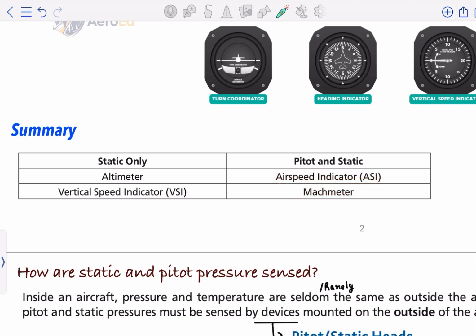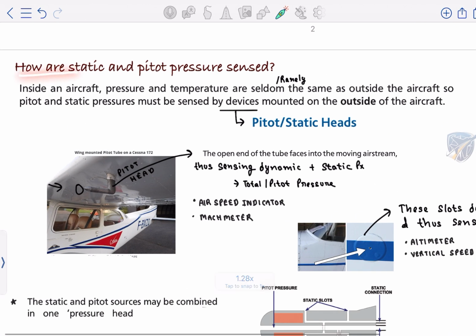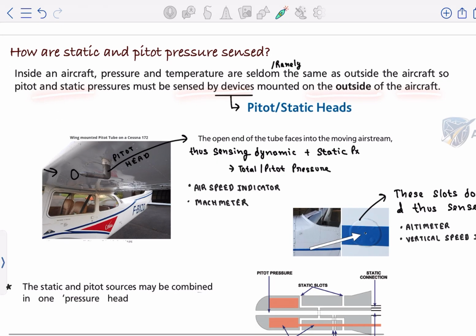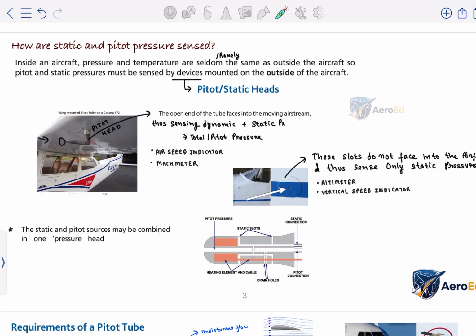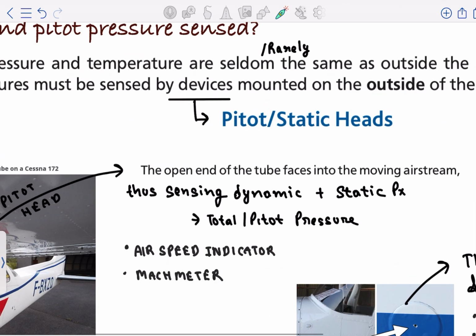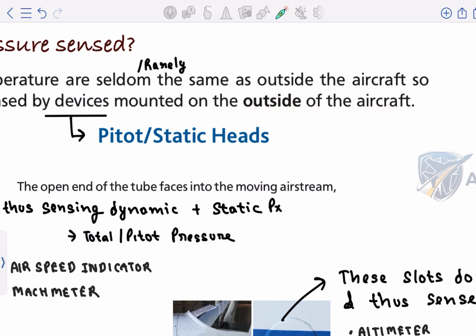All right. Next we are going to study how static and pitot pressure are sensed. Inside an aircraft, pressure and temperature are rarely the same as outside the aircraft. So pitot and static pressure must be sensed by devices mounted on the outside of the aircraft. What this statement says is that inside an aircraft, the pressure and temperature differ from the pressure and temperature outside the aircraft, right? So to sense correct pressures, we have to put devices on the outside of the aircraft. So what are these devices? These devices are pitot heads and static heads.